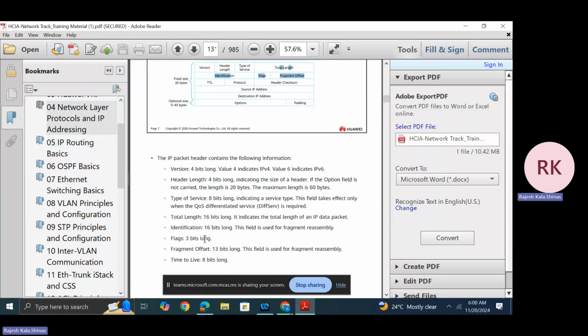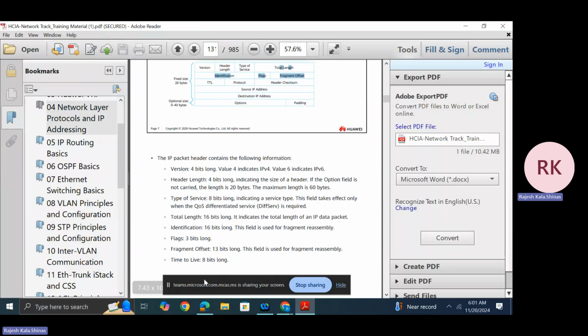Then we have flags, 3 bits long, for identifying how we do the fragmentation. Then the fragmentation offset, which is 13 bits long. This is also used for identifying which fragment is which, for example the first fragment from 0 to say 187, then from 187 to say 300 another fragment.